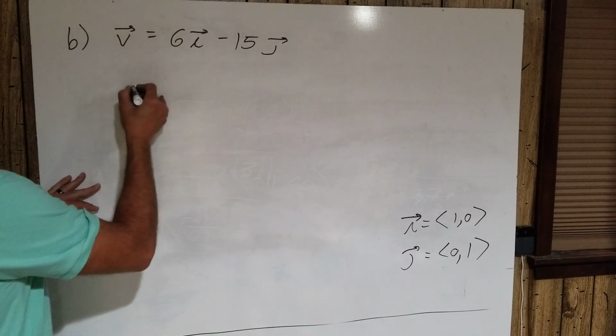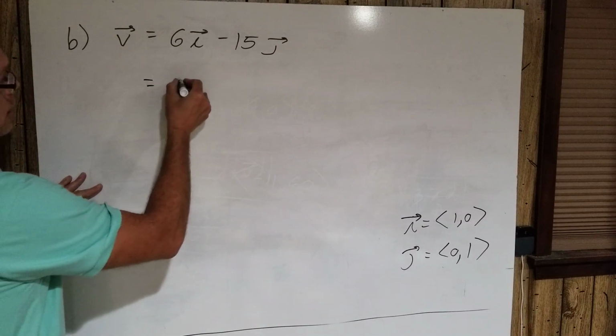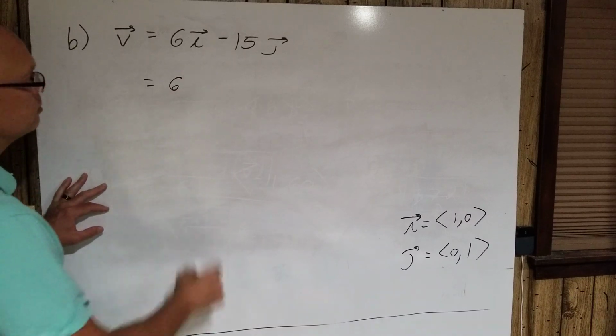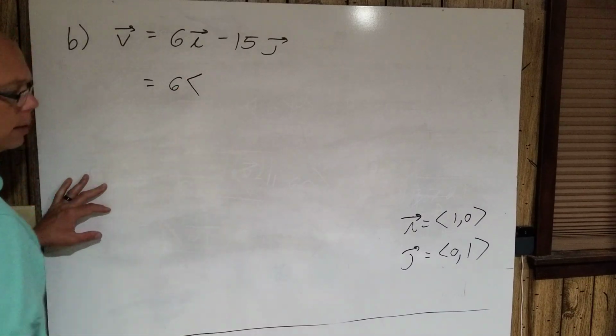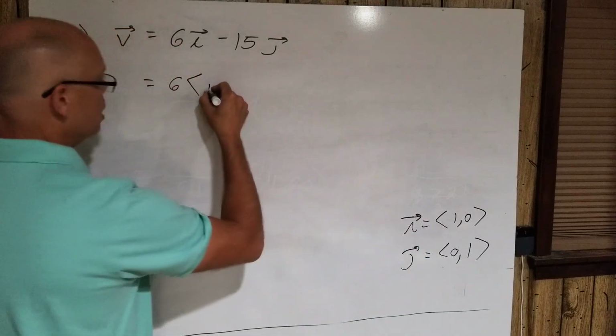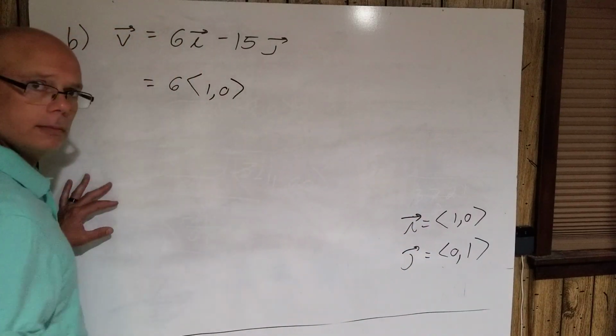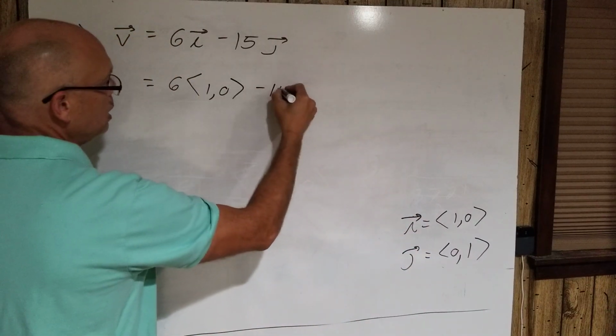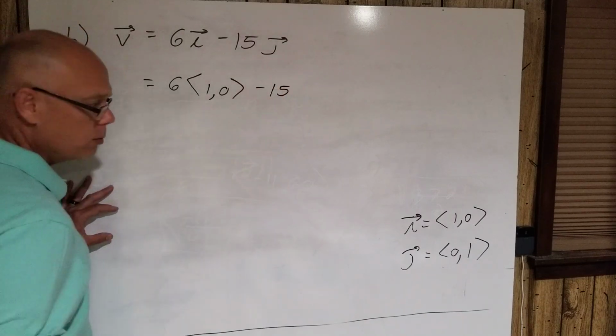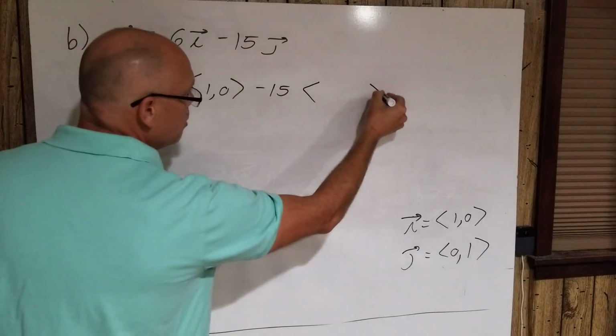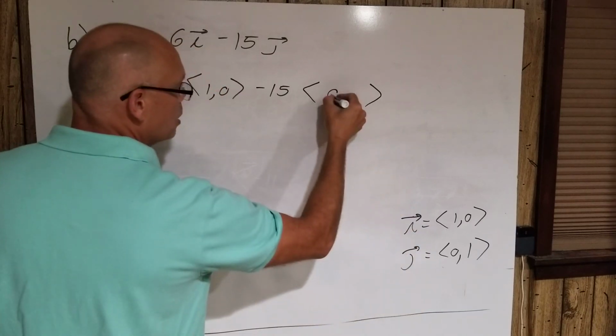All right, so let's see. Let me clean this up, okay? Let me say, okay, this is 6 times vector i. So vector i is given by 1, 0, right? Minus 15 times vector j. Well, vector j is just given by what? 0, 1.